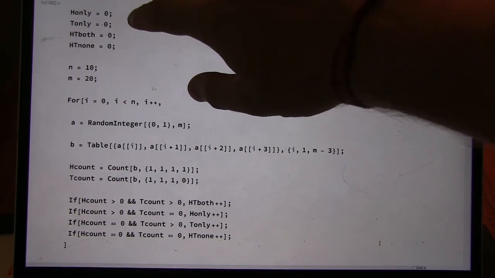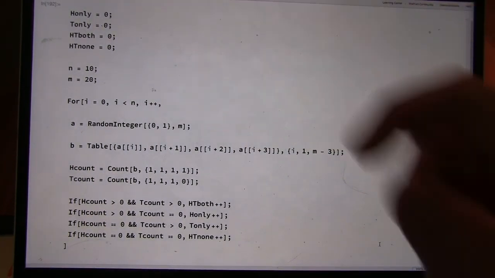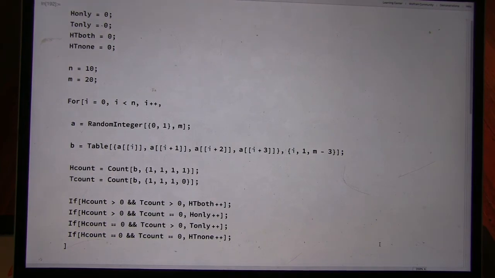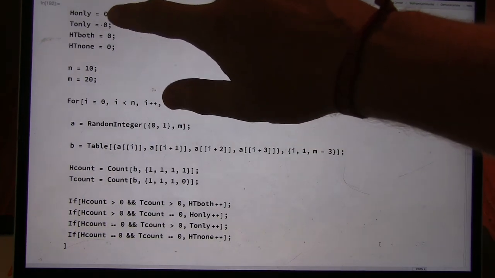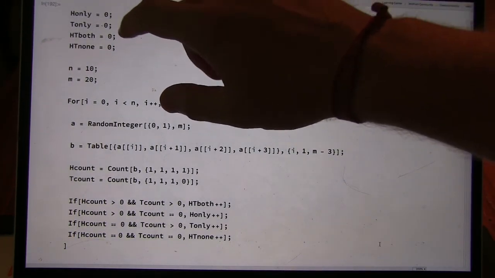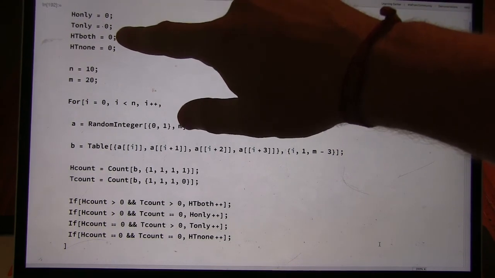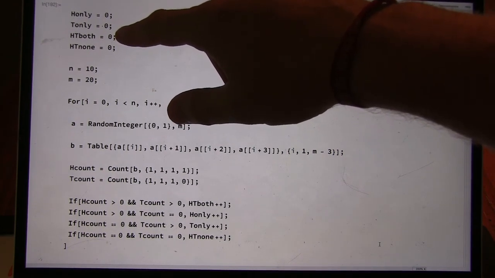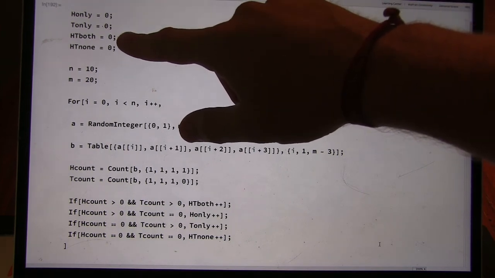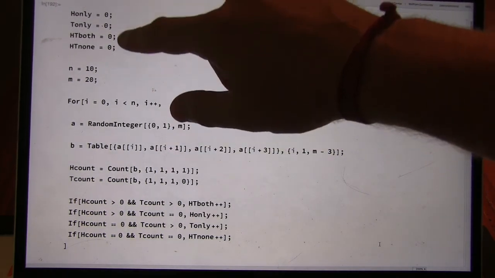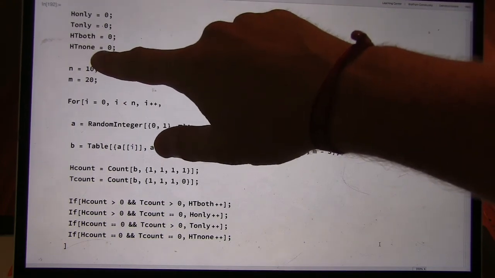Okay, so what I did is I broke it into 4 cases. Heads only, tails only. Sorry, heads only means we got the 4 heads. Tails only means we got the 4 tails. Then both, and none. So these are my counting ones. So we didn't get either heads or tails.